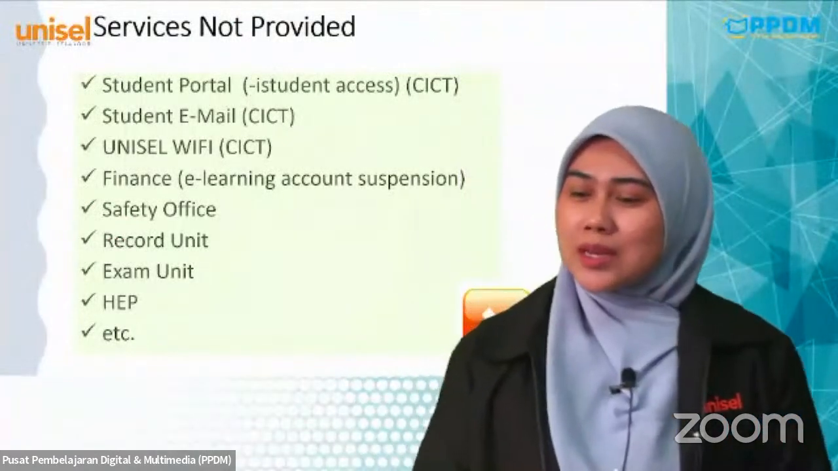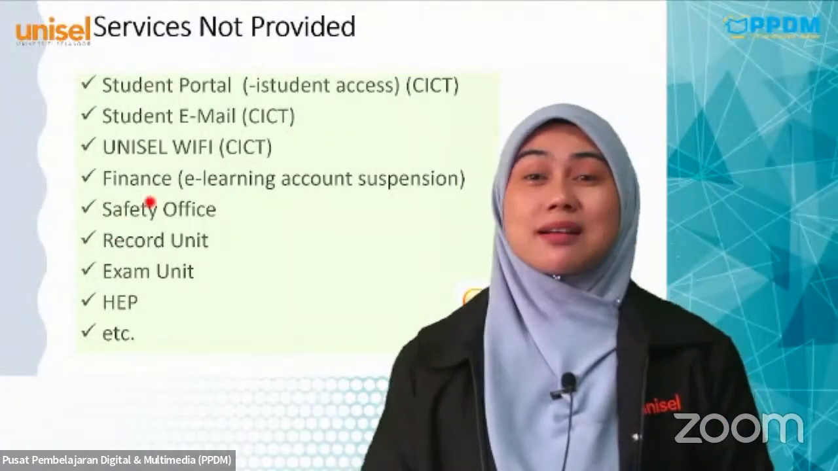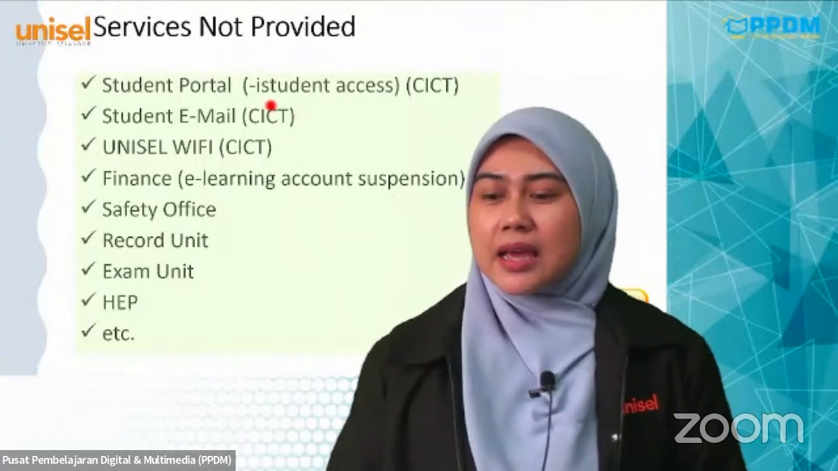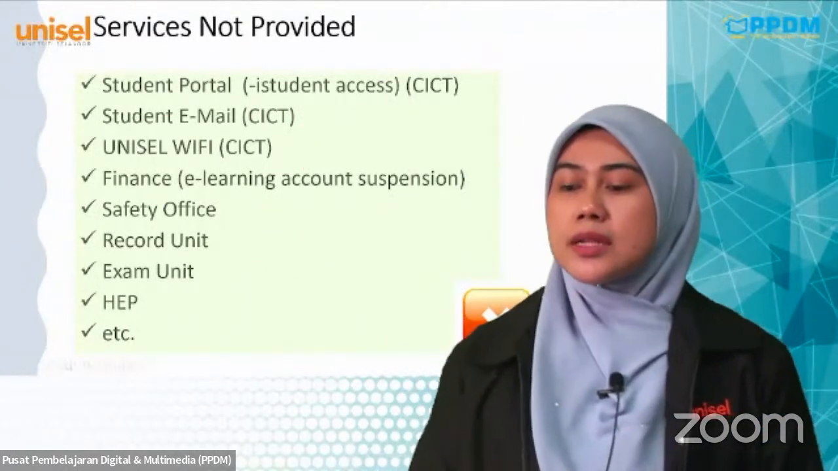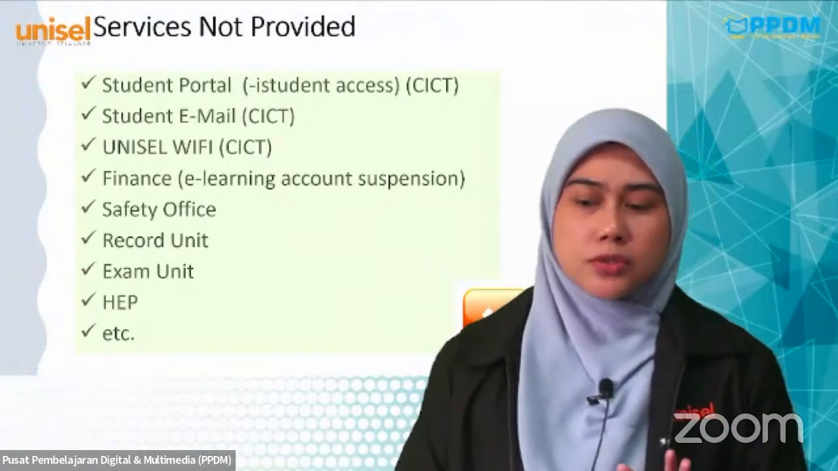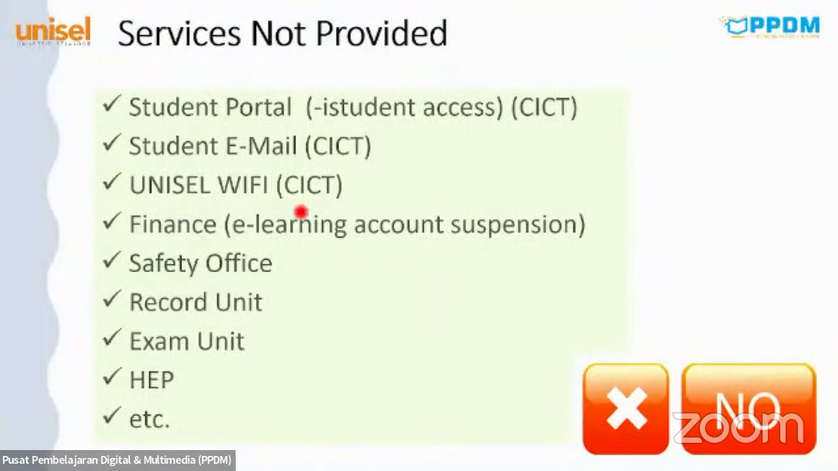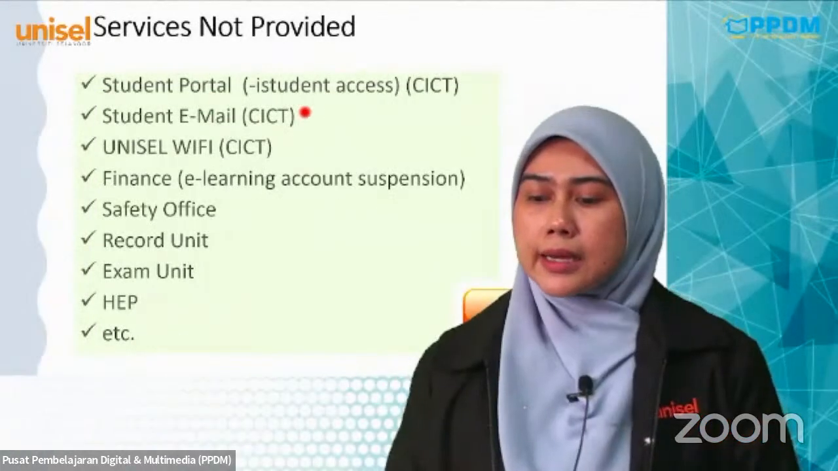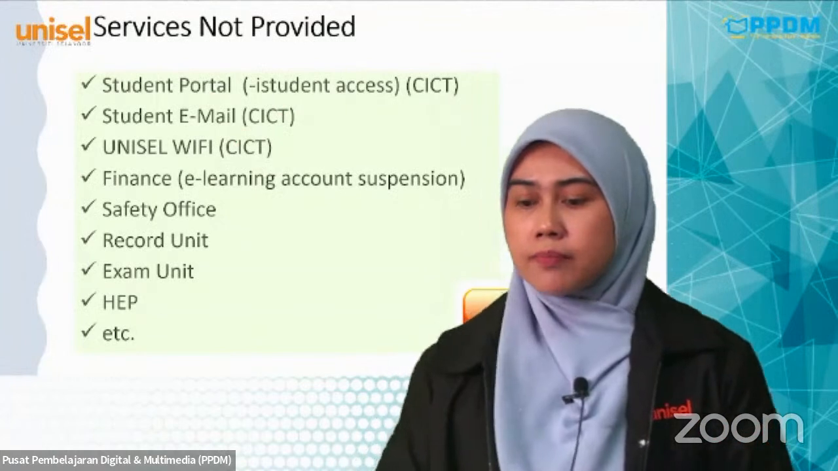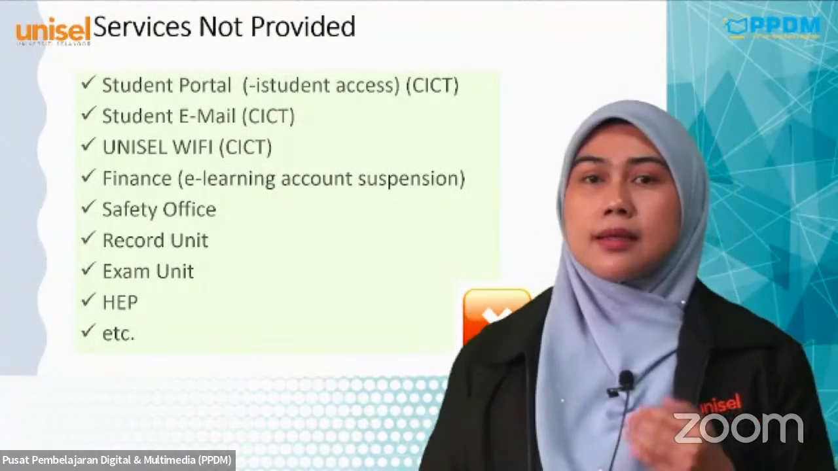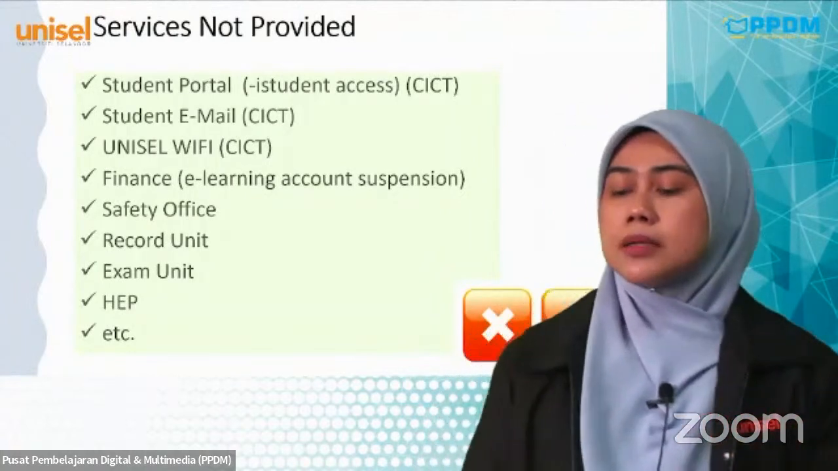Okay, so we come to this green list. We call it the green list, okay? And these are the issues that we cannot help you with. I'm so sorry to tell you that these issues are under the jurisdiction of other offices. So if you have problems with iStudent Access, the student email or the Wi-Fi connection, you need to contact the CICT office or the IT office. In Shah Alam, it is located at level 1 of the satellite building.